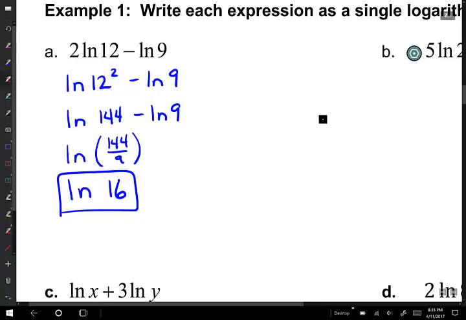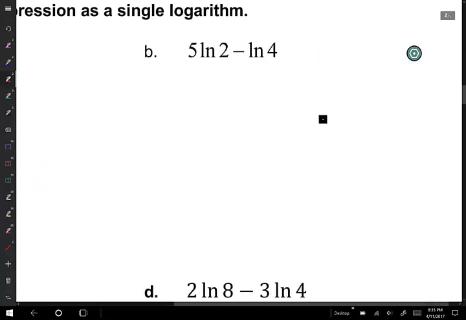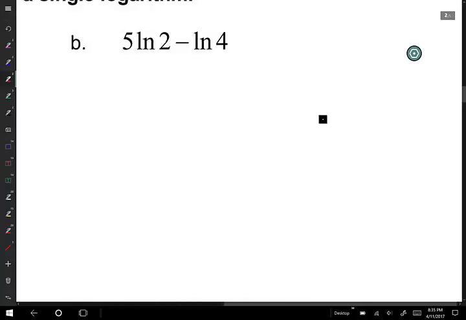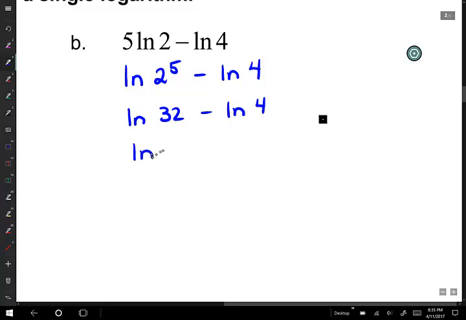2.773. So let's just write that down as an approximation. And that's our approximate answer versus our exact answer in blue. Let's come over here and look at our next one. We have 5 natural log 2 minus the natural log of 4. So that's the natural log of 2 to the 5th minus the natural log of 4. So that's the natural log of 32 minus the natural log of 4. So that's the natural log of 32 over 4, which is the natural log of 8.